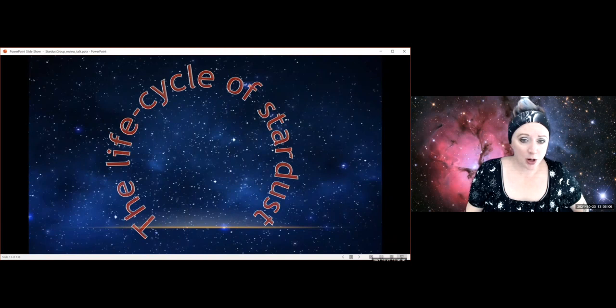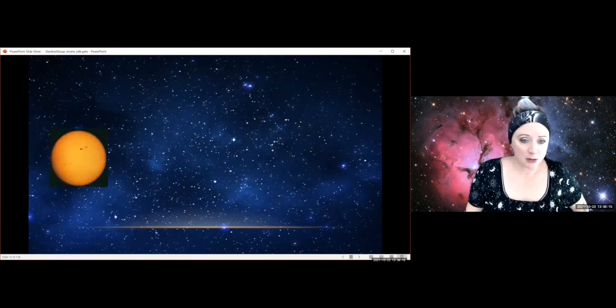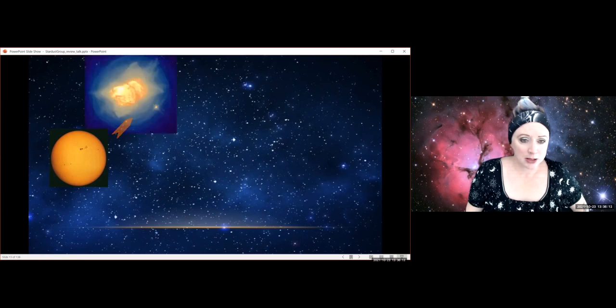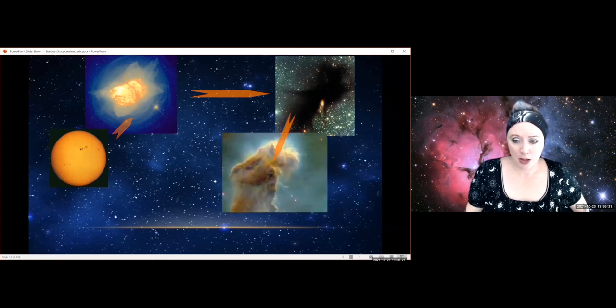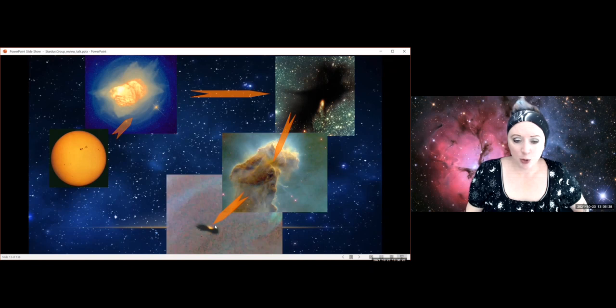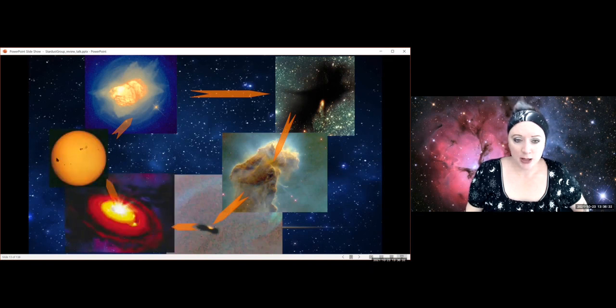So let's come back to our life cycle of stardust again. Here's our sun. Here's the material it's throwing out into space. Here is the material being collected up with other dust from other stars. And here is the cloud collapsing. And here we have a planet forming system. And here we can see it at a different angle until we finally get back to having a star. So let's talk about what's going on here.